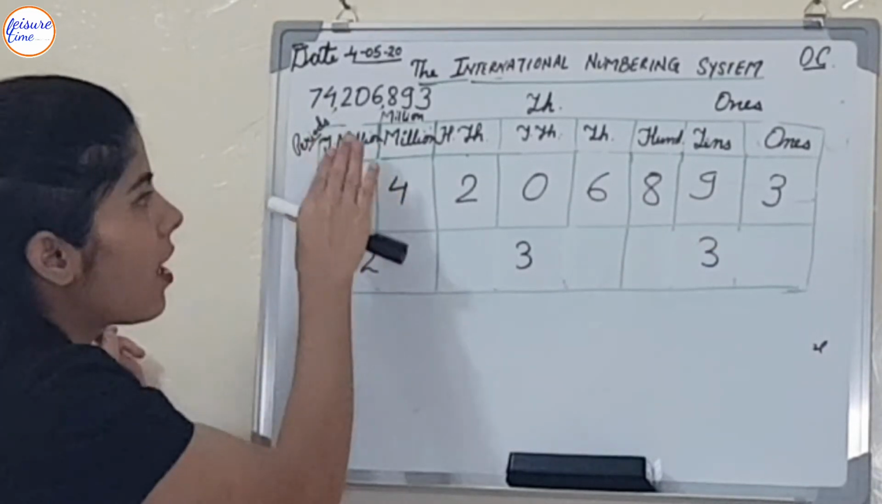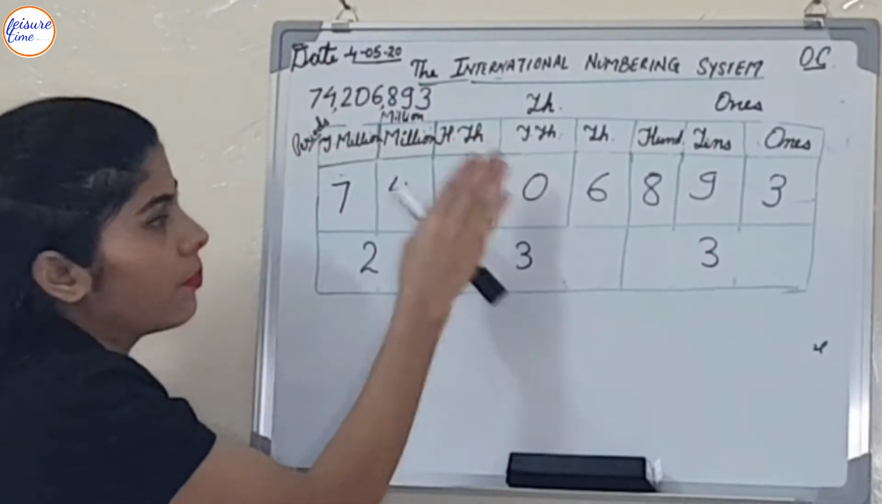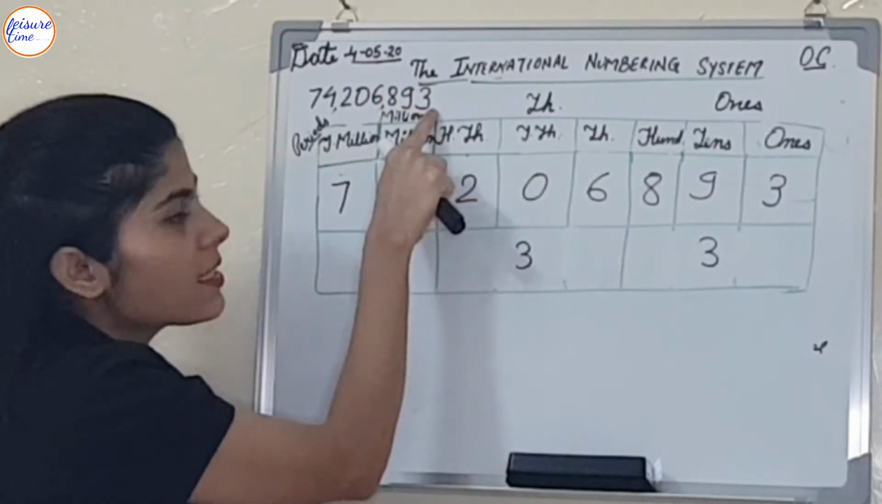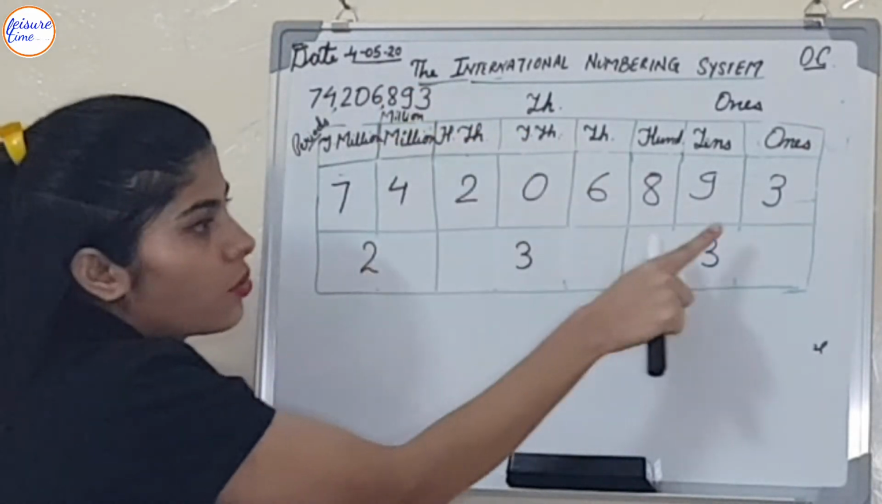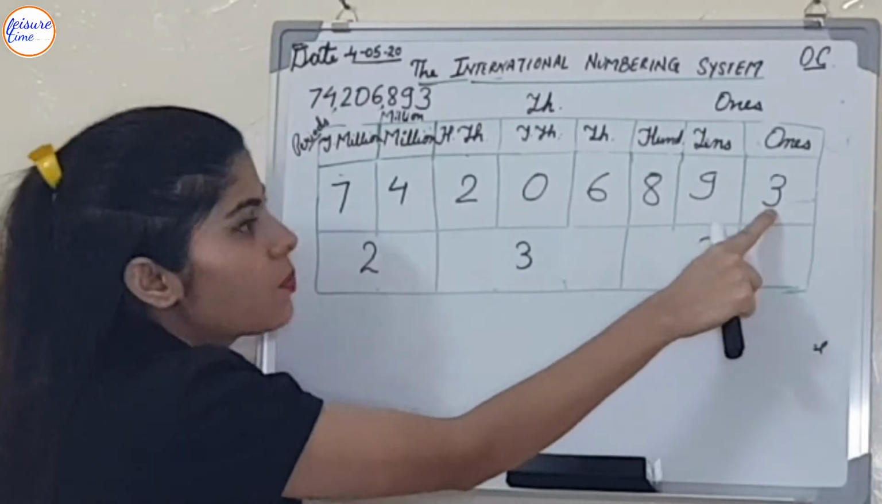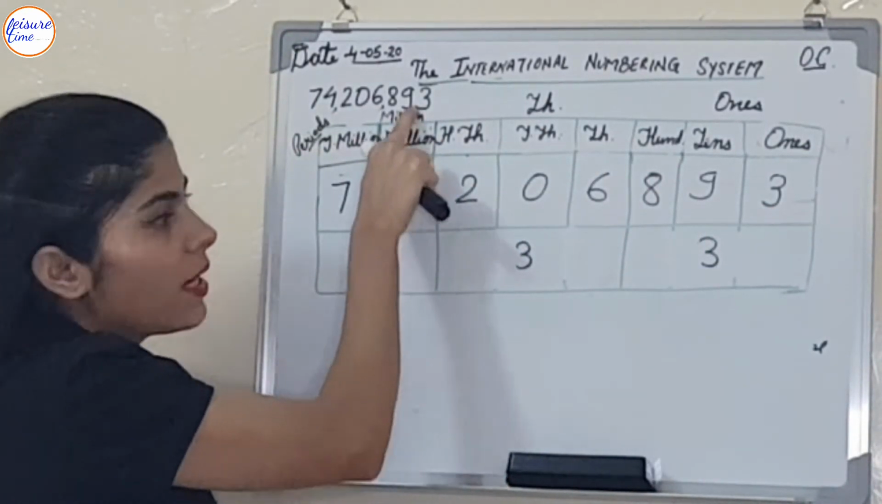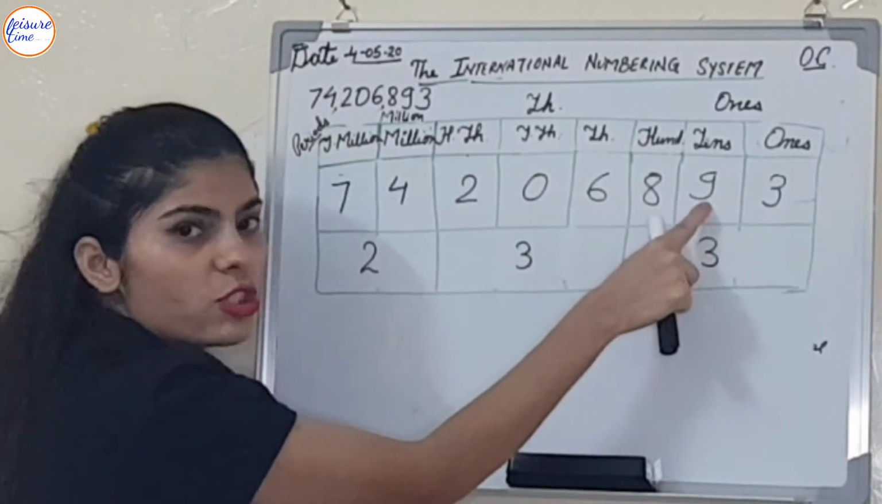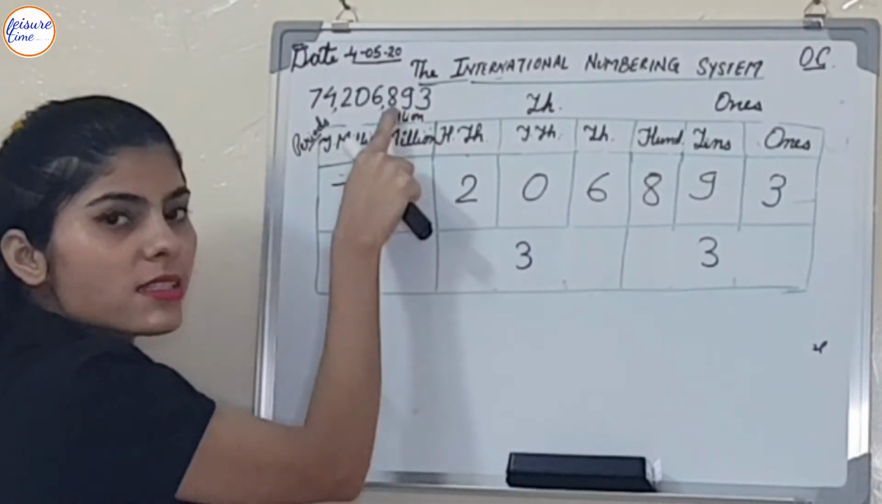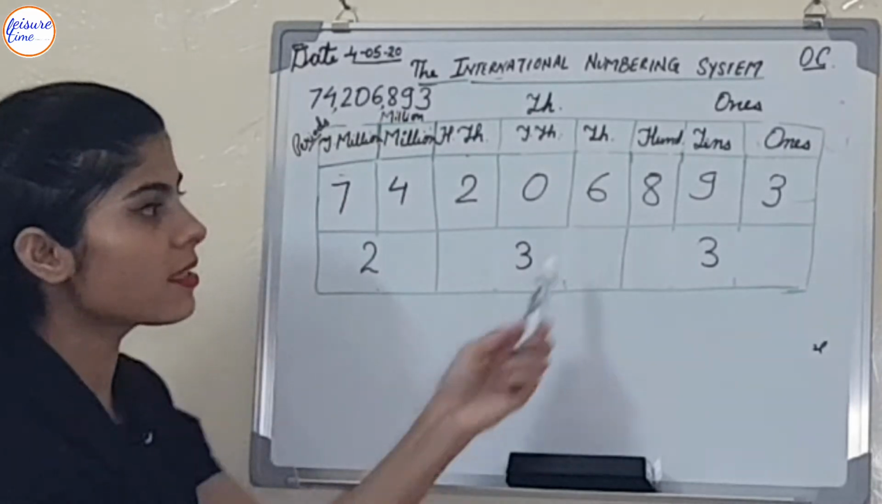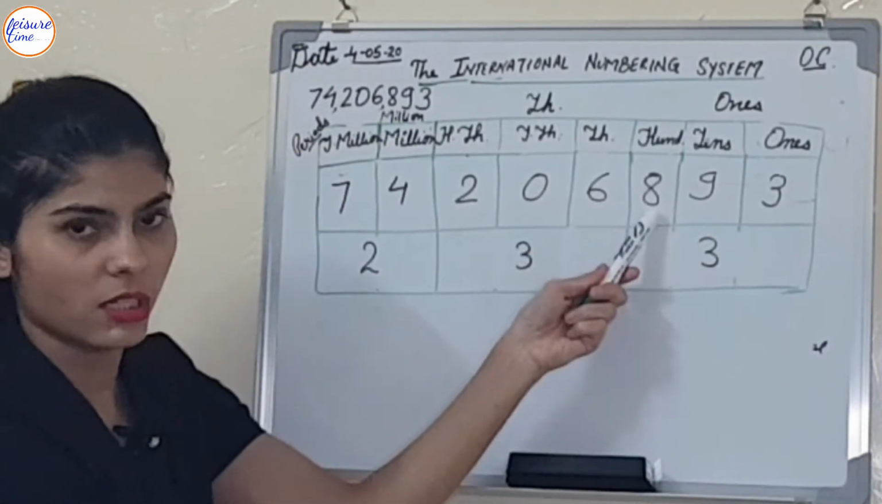So see, we should always start from the right hand side. What is the digit on the right hand side? 3. So you should place the 3 in the ones position. Now the next digit is 9, so we should place the 9 in the tens position. What is the next digit? 8. So we should place the 8 in the 100 position.